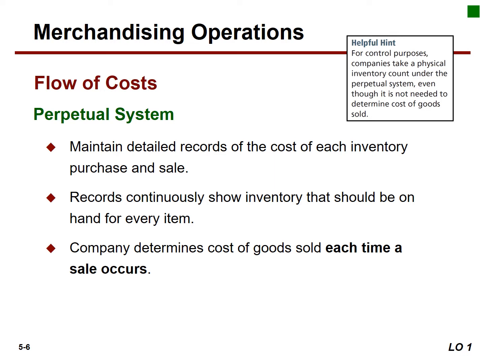It's easier to keep up with a perpetual inventory system, again, with the increased technology that's available. A perpetual inventory system business is going to record cost of goods sold every time they make a sale. As we'll see later on, a periodic system business will not.